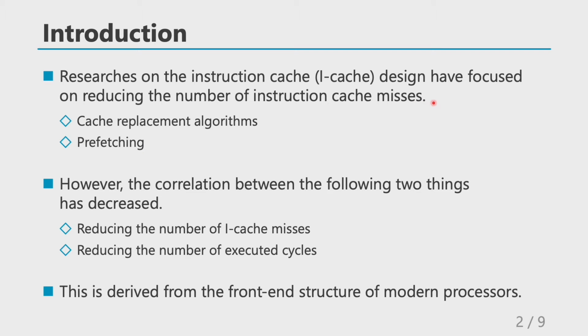Research on instruction cache design, for example, cache replacement algorithms or prefetching, has focused on reducing the number of instruction cache misses. However, the correlation between reducing the number of instruction cache misses and reducing the number of executed cycles has decreased. This is derived from the front-end structure of modern processors.